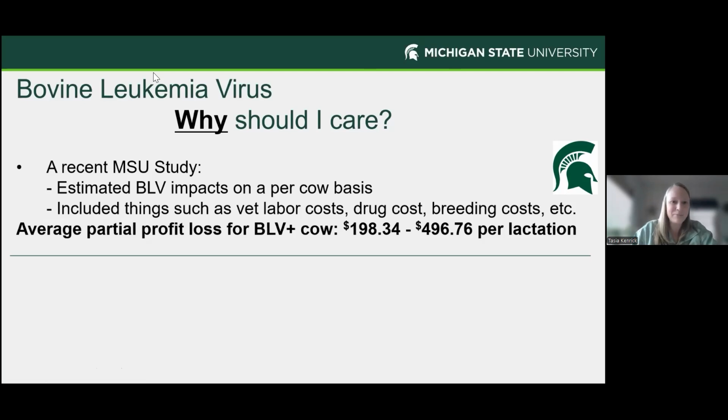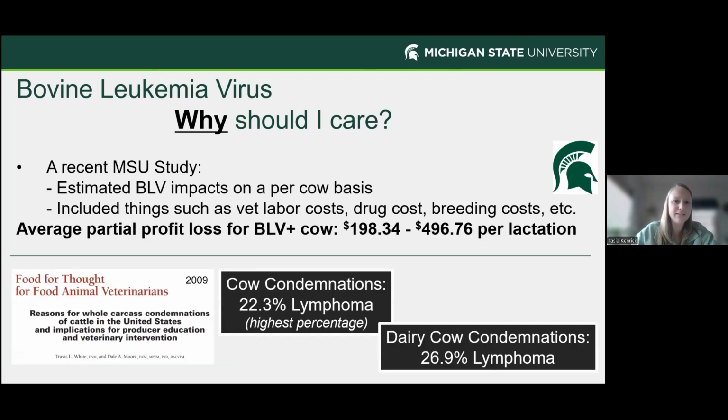I have one last thing to bring up, and that's the condemnation. So when an animal is submitted for slaughter, 22 and a half percent, and this was an estimate or records from 2009, so I apologize, that's the most recent one I have, but 22% of the cow condemnations coming through the slaughter plant or the harvest location were condemned due to lymphoma. And of that, the dairy cow condemnations was 26 or almost 27% due to lymphoma.